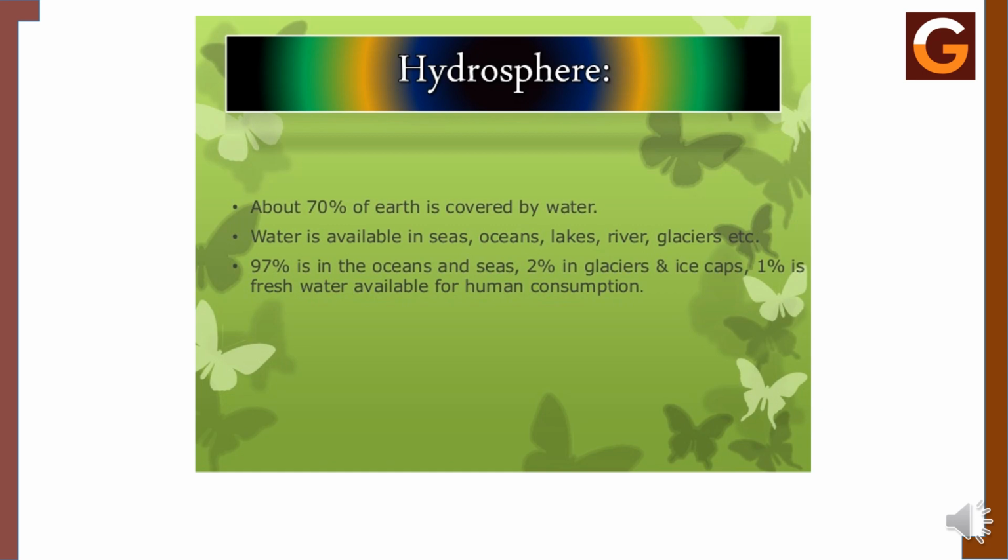About 70% of Earth is covered by water. 97% is in the oceans and seas, 2% in the glaciers and ice caps, and only 1% of fresh water is available for human consumption.